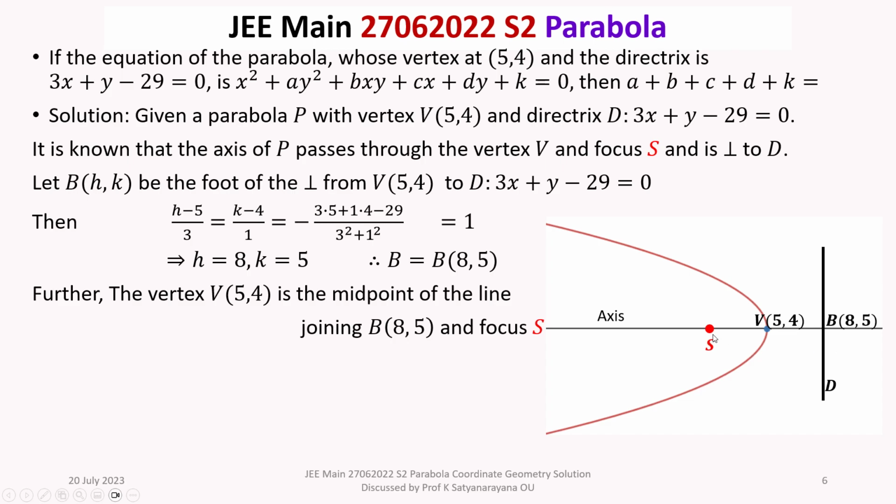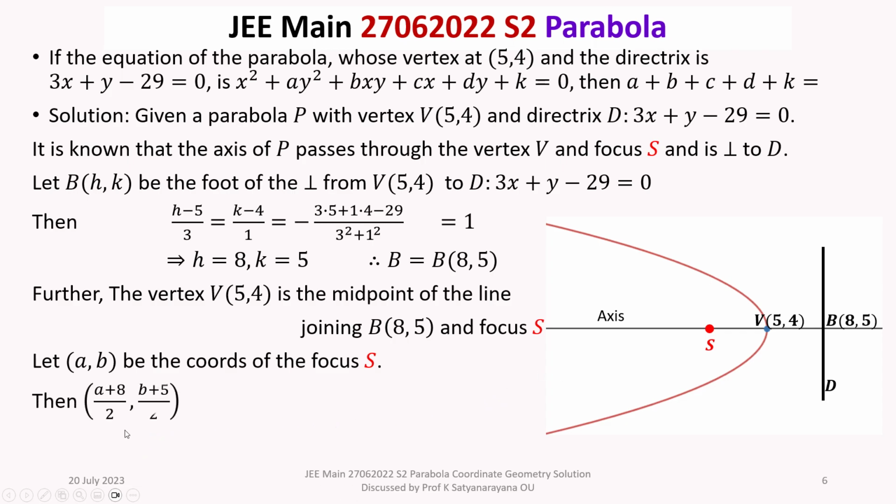To find the coordinates of S, let (a, b) be the coordinates of the focus S. Then use the midpoint formula. (a plus 8) by 2 is equal to 5, (b plus 5) by 2 is equal to 4. So you will get ((a plus 8) by 2, (b plus 5) by 2) is equal to (5, 4). So (a plus 8) by 2 is equal to 5 will give you a is equal to 2. Similarly, the b value can be found out and b is equal to 3.